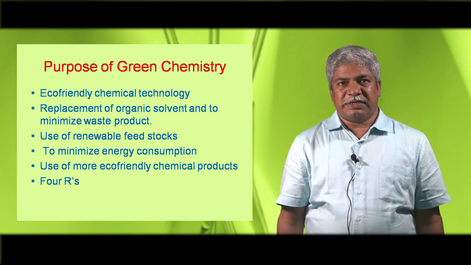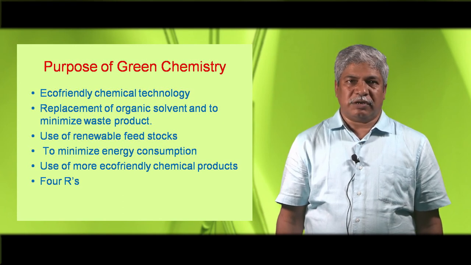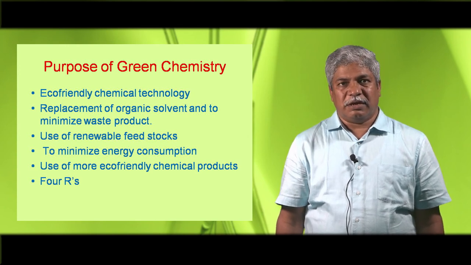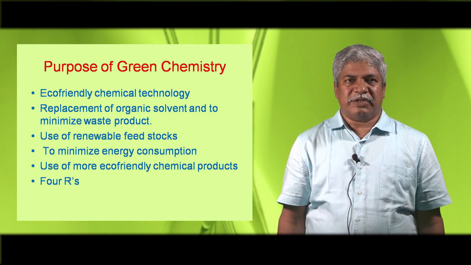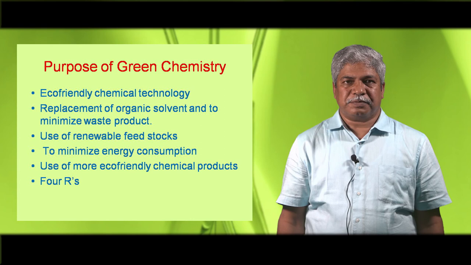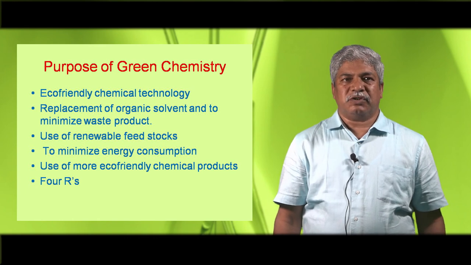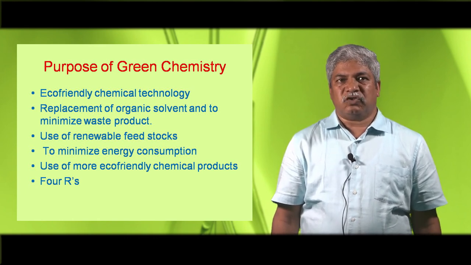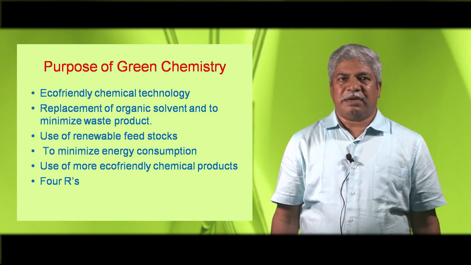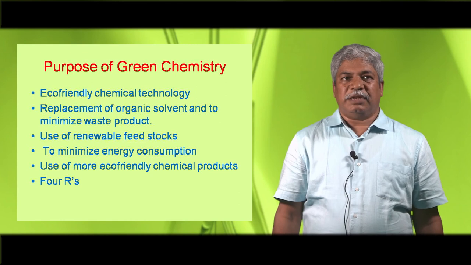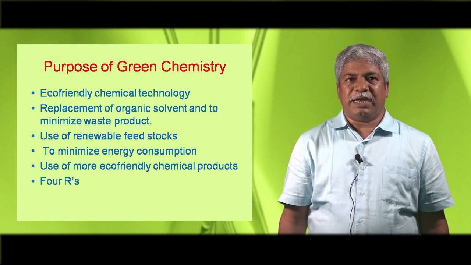Then it strongly suggests the use of renewable feedstock, that is, chemicals ought to be taken from biomass, which is a renewable source, rather than a non-renewable source, that is crude oil. Nowadays, most of the chemicals are synthesized from petroleum products. And next, to minimize energy consumption, it strongly encourages mild or modest reaction conditions. That is, it recommends the reactions to be carried out under ambient pressure and temperature, so that energy consumption is reduced.